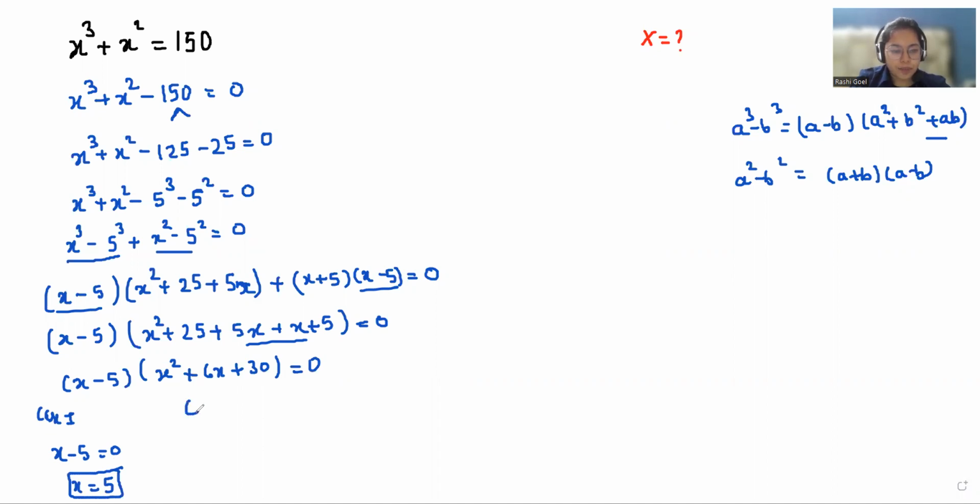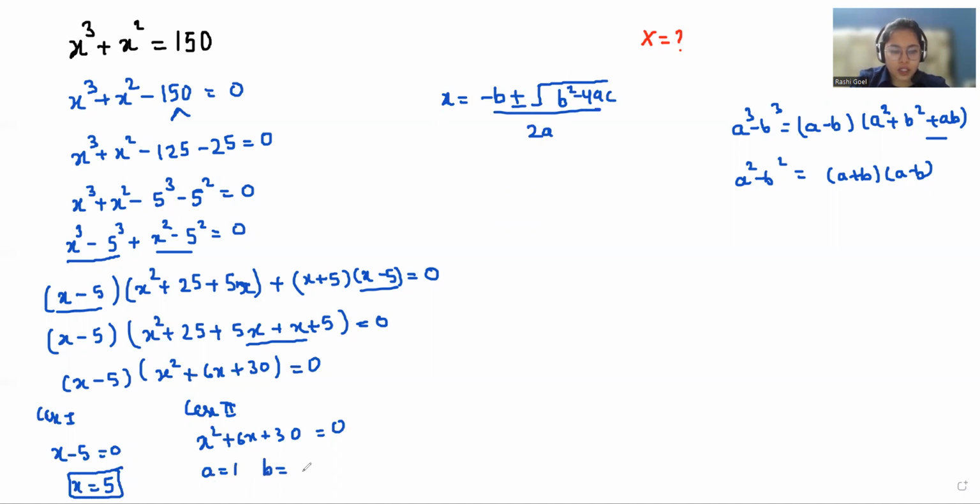Case 2, when x square plus 6x plus 30 is equal to 0. It looks like a quadratic equation, so we'll find the roots with the help of the discriminant formula. x is equal to minus b plus minus square root of b square minus 4ac, over 2a. So here a is the coefficient of x square, that is 1, and b is the coefficient of x, that is 6, and c is the constant, that is 30.